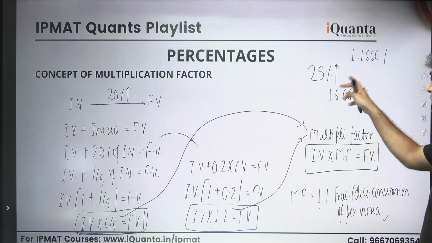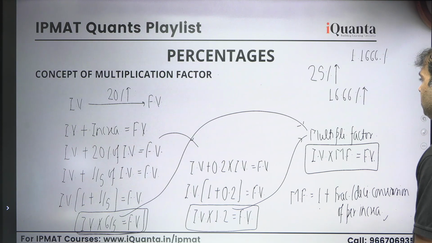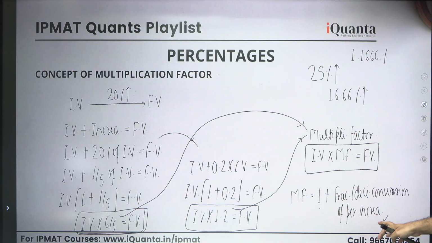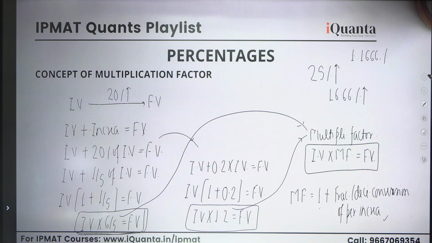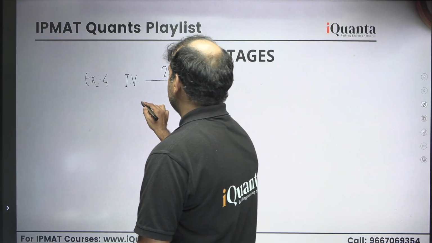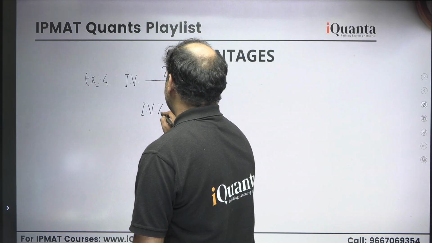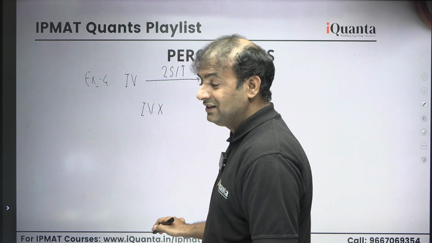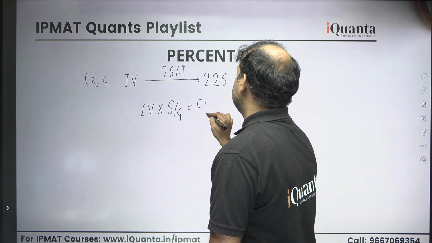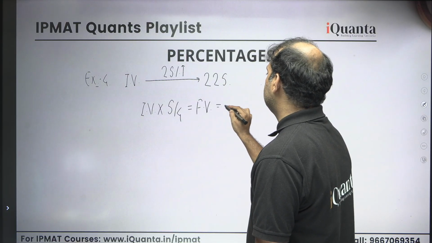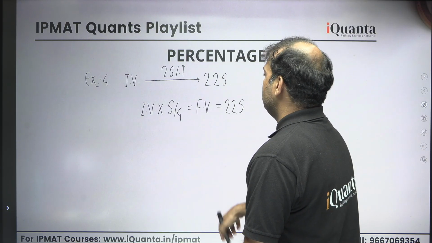So when there is an increase of 25%, let's use it in fraction. As I said before, fraction is comfortable in calculation, right? So 25% in fraction is 1 by 4. The multiplication factor will be 1 plus 1 by 4, which means 5 by 4, all right? So let's write initial value into the multiplication factor, which we just calculated is 5 upon 4, has to be the final value, and we know the final value, which is 225, all right? Let's find the initial value.